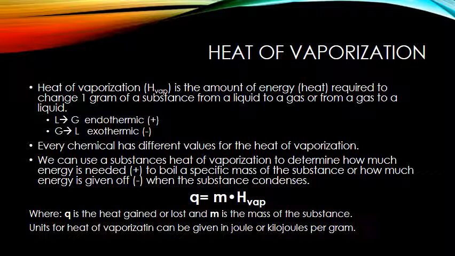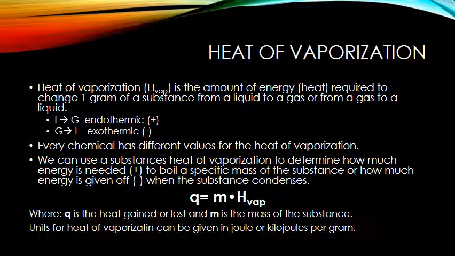All right, now we're going to take a look at heat of vaporization. It's a very similar concept. Not much is different here, just the different states of matter. So heat of vaporization, or H with subscript vap, is the amount of energy or heat required to change 1 gram of a substance from a liquid to a gas, or from a gas to a liquid. So going from liquid to gas, that's our endothermic process. We're taking in energy to boil something. And going from gas to liquid, it is going to be exothermic. We're going to give off the energy.